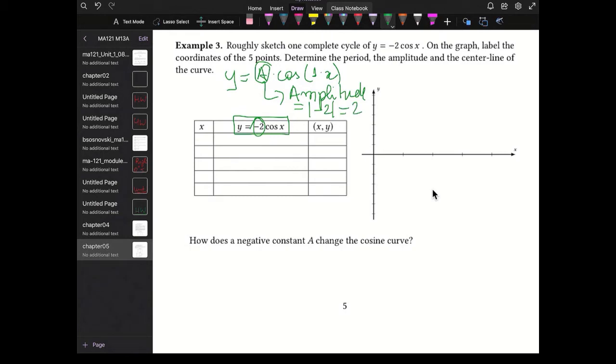Why do we take the absolute value? Because again, amplitude is a distance. So distance would never be negative. Even though that number is negative, we actually consider the absolute value, which is always going to be positive.